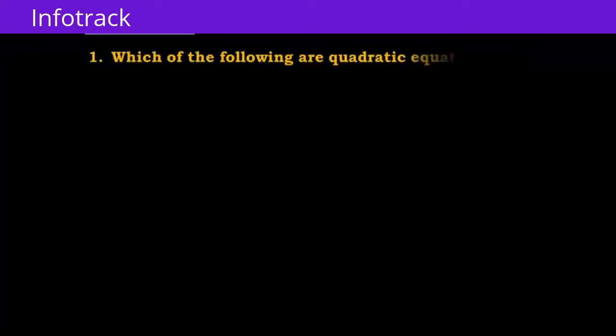From the same exercise, question number 5. Now m cube plus m plus 2 is equal to 4m. Now in this we can observe the highest power of variable is 3. That means we can say this is not a quadratic equation. But we have to convert this in general form.